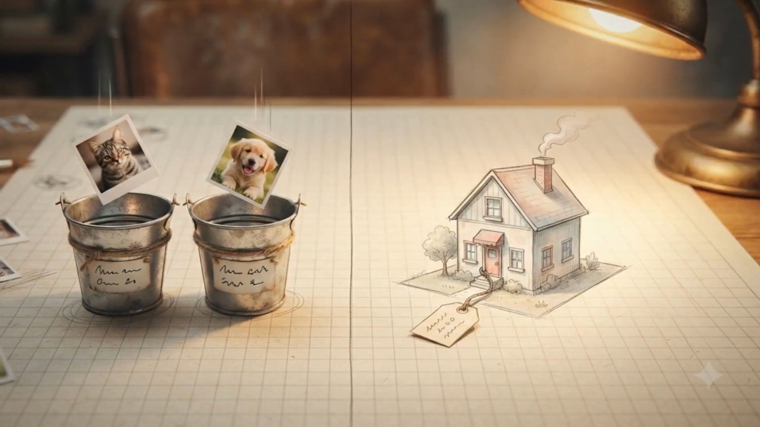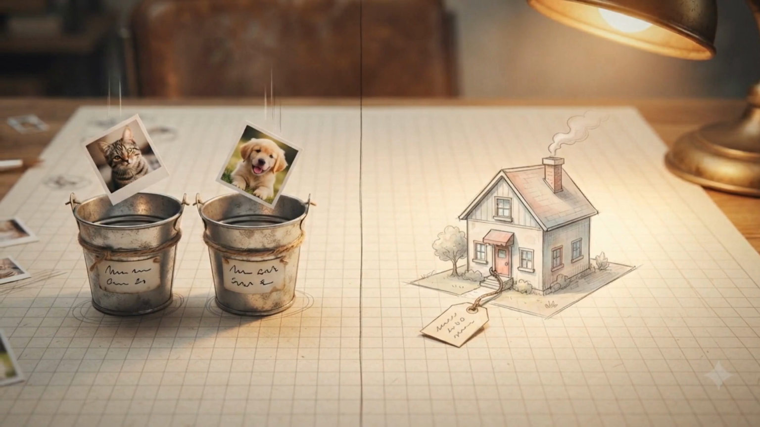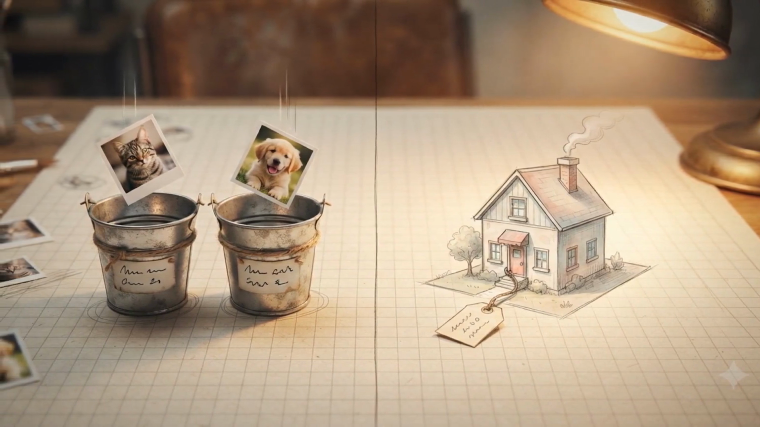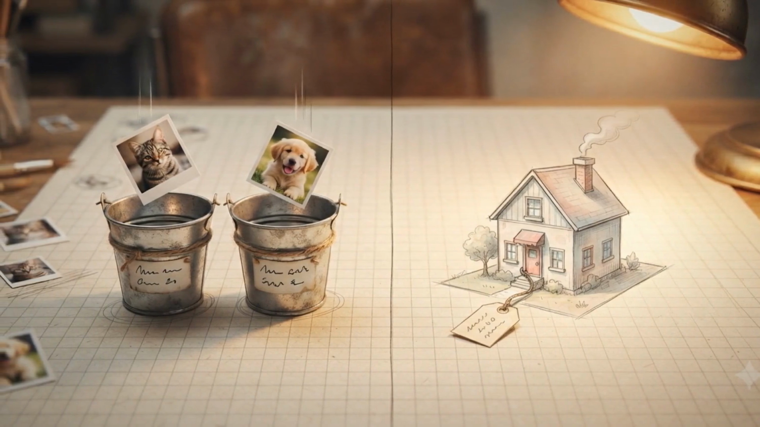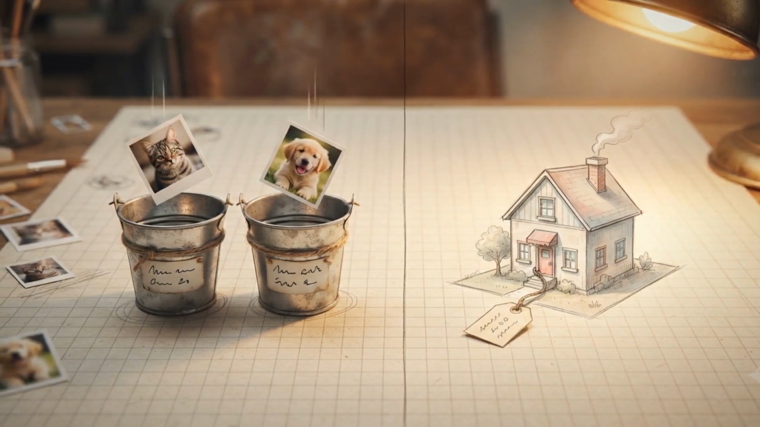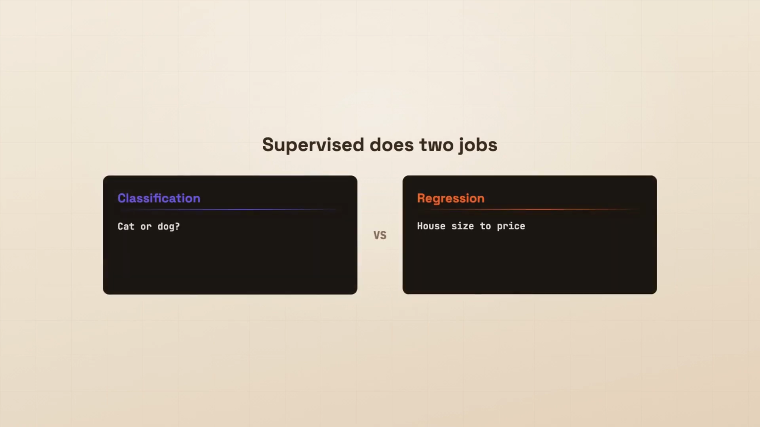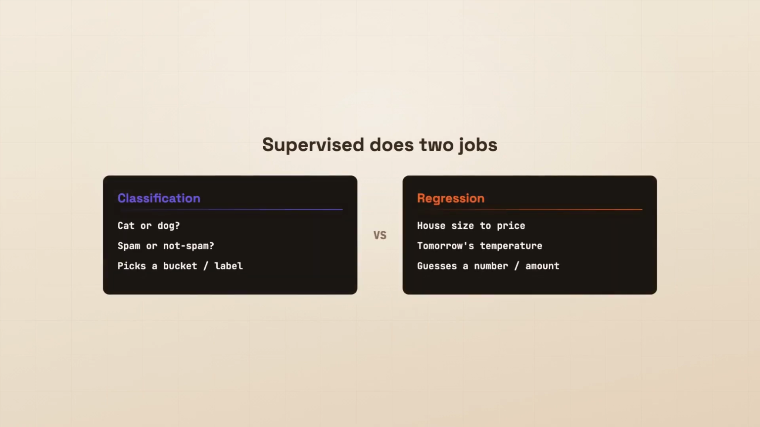Now, supervised learning does 2 different kinds of work, and they're easy to tell apart. The first is called classification. That just means sorting something into a bucket. Which bucket does this go in? Cat or dog? Spam or not spam? It picks a category. The second job is called regression, and that's guessing a number. Not which bucket, but how much.